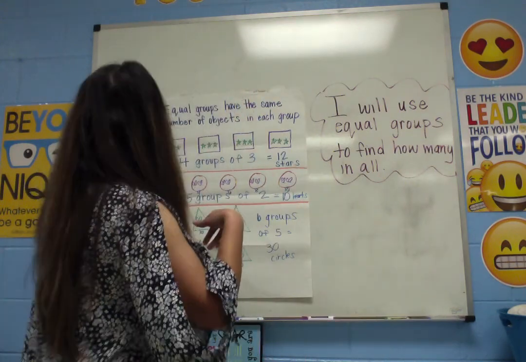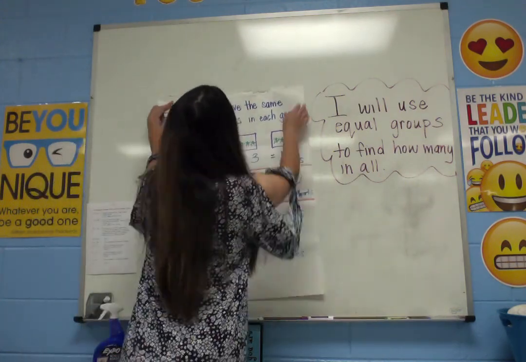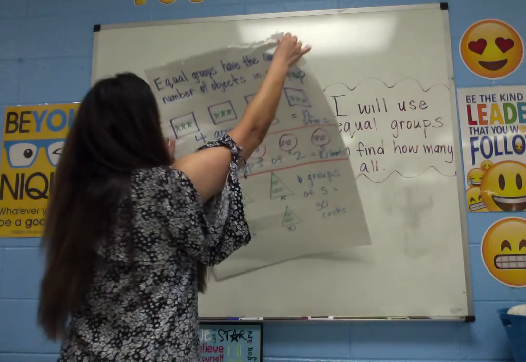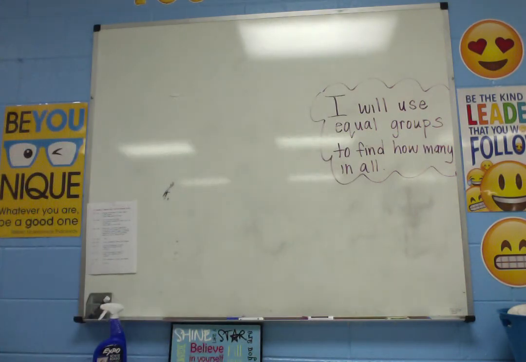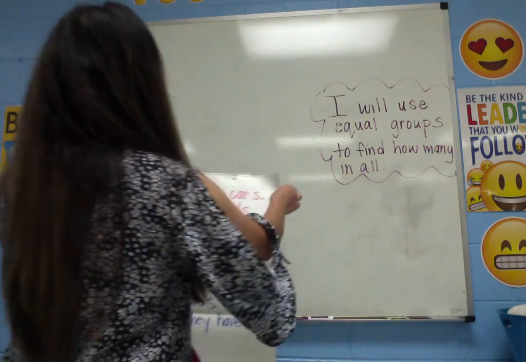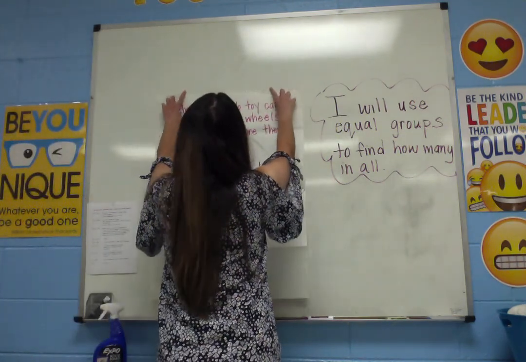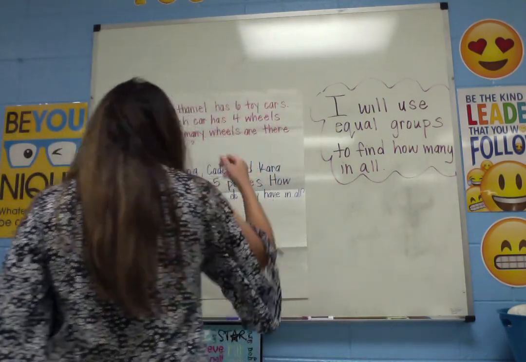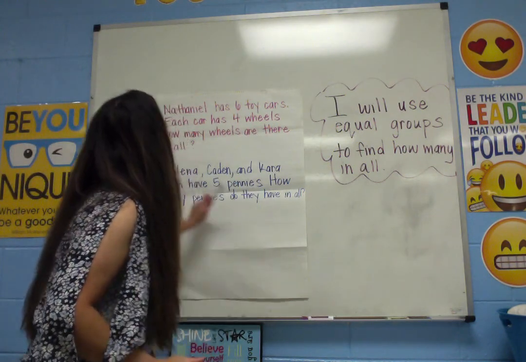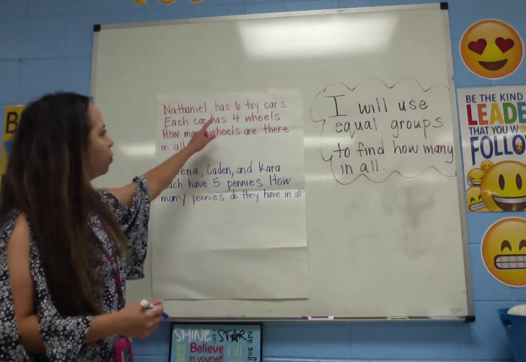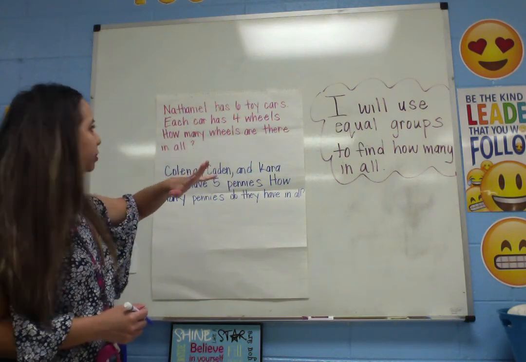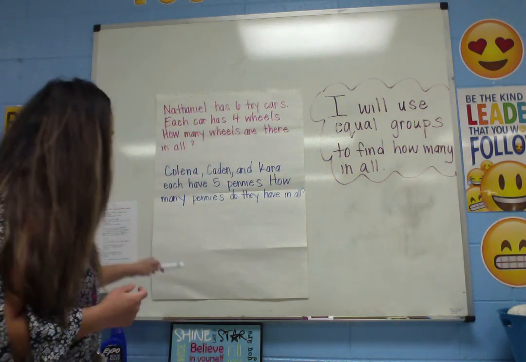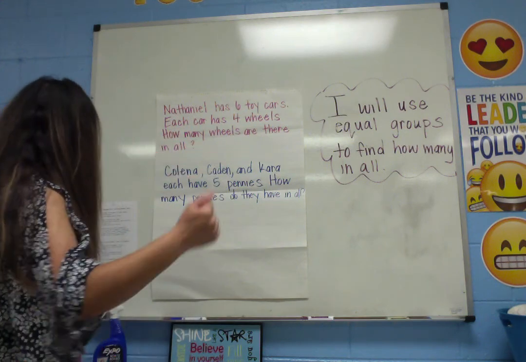All right, before I wanted to practice 2 more problems. Here are some word problems that represent equal groups. So let's look at the first one. All right, Nathaniel has 6 toy cars. Each car has 4 wheels. How many wheels are there in all?